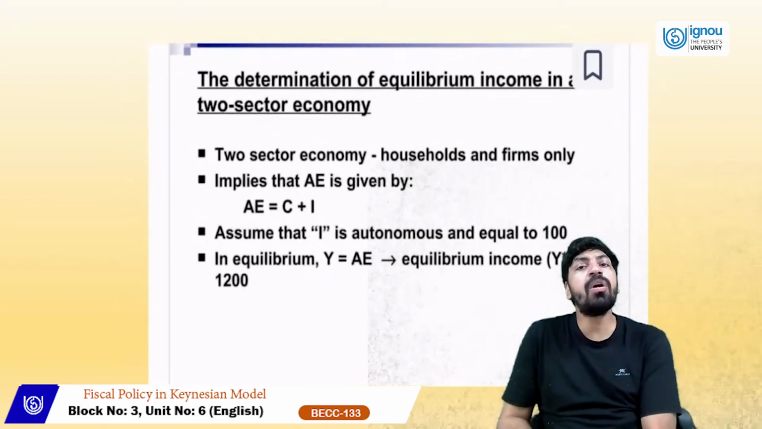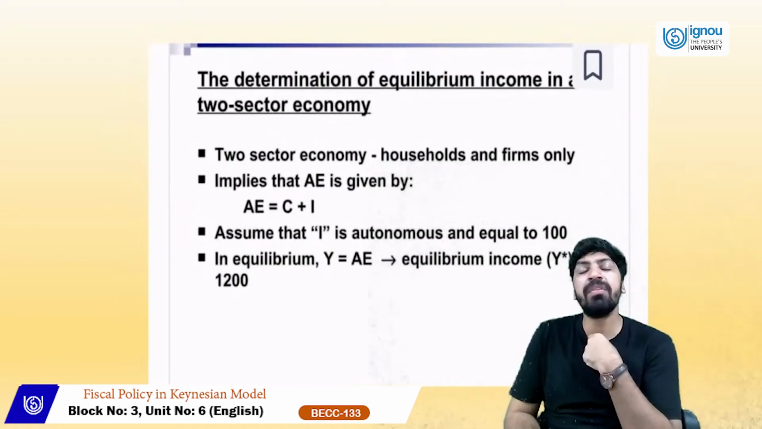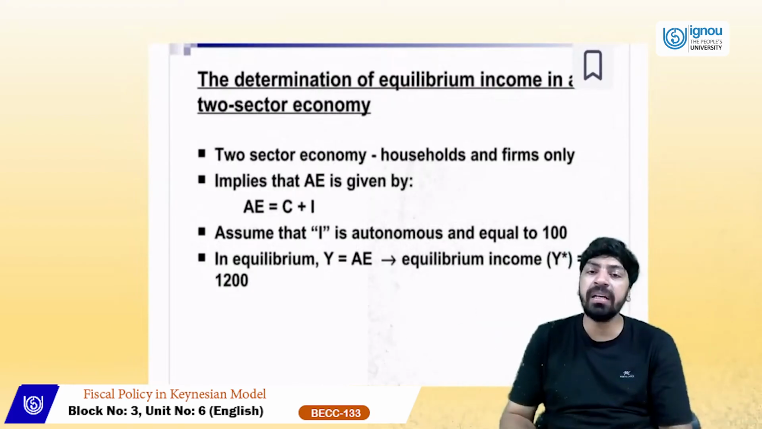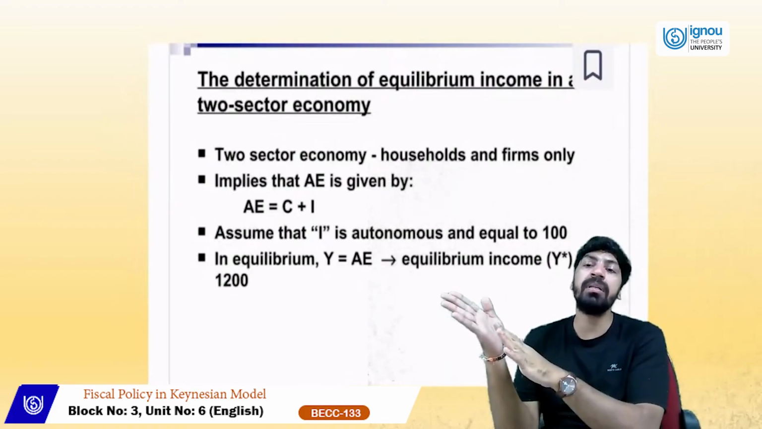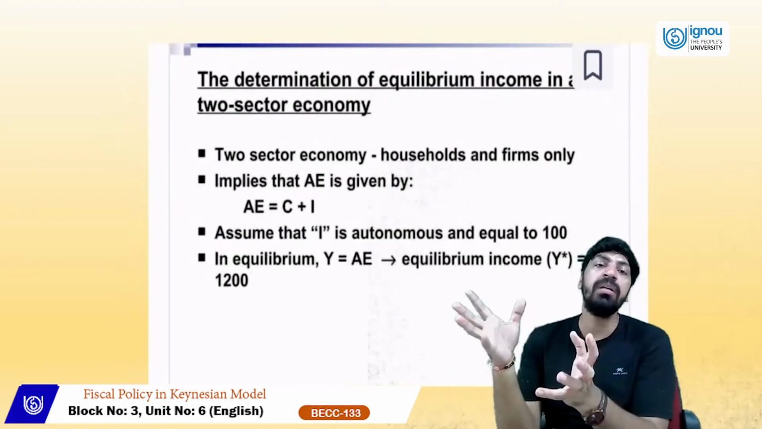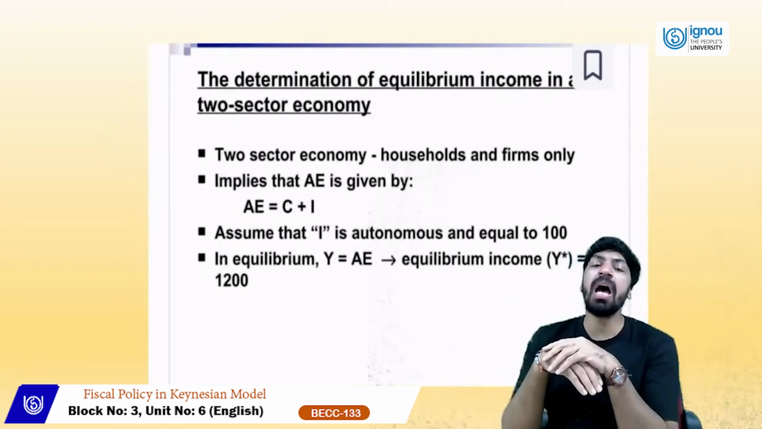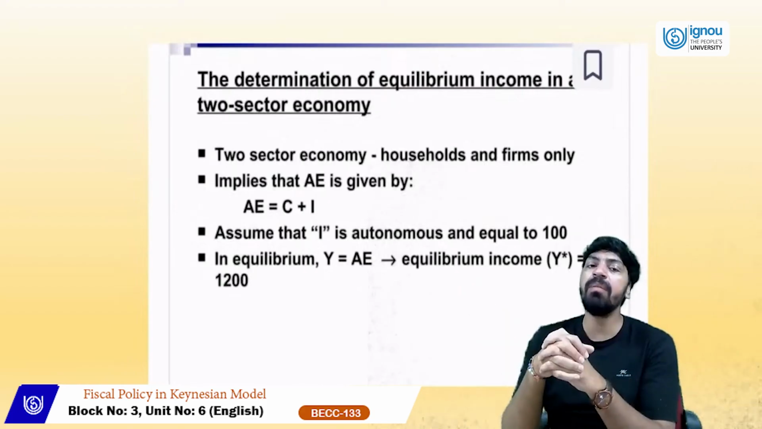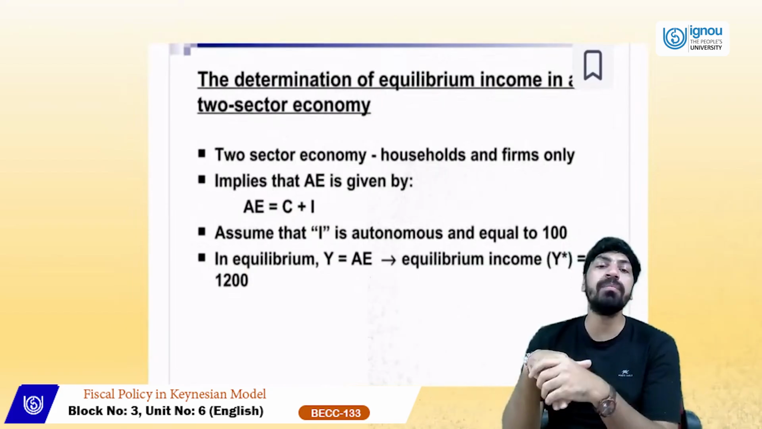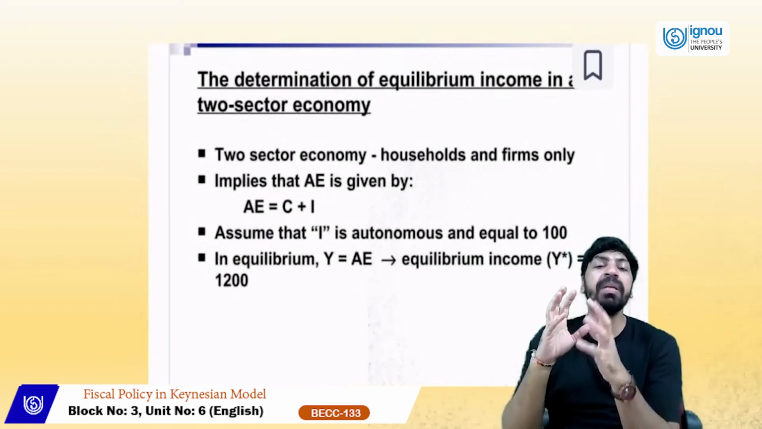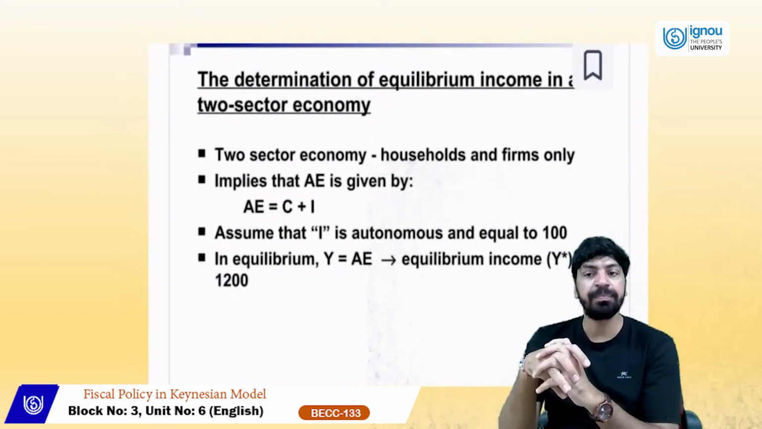Now, the determination of equilibrium income in a two-sector economy. When we talk about a two-sector economy, we always talk about the circular flow of income, where households and firms are the two main participants in this particular model. So how is the equilibrium income level obtained? Aggregate expenditure is equal to consumption plus investment.